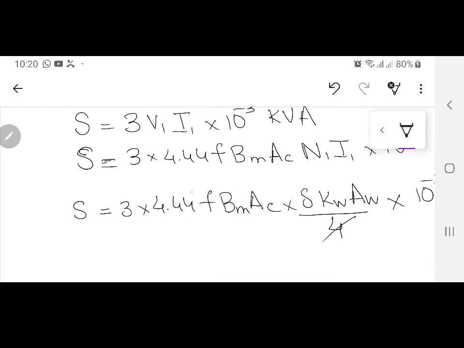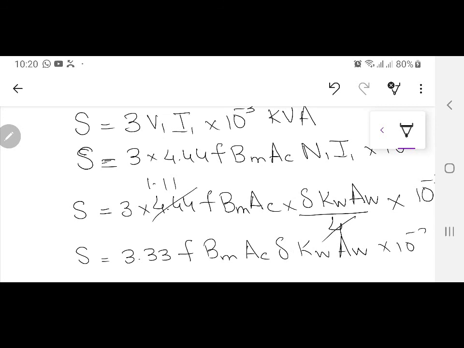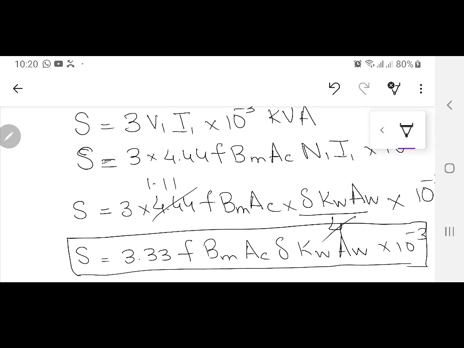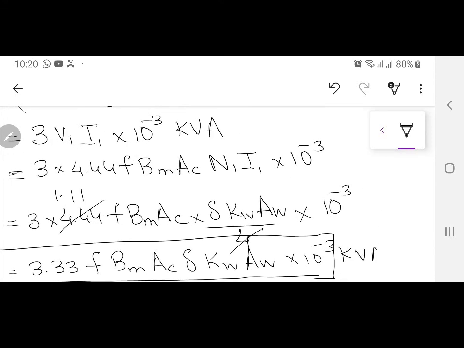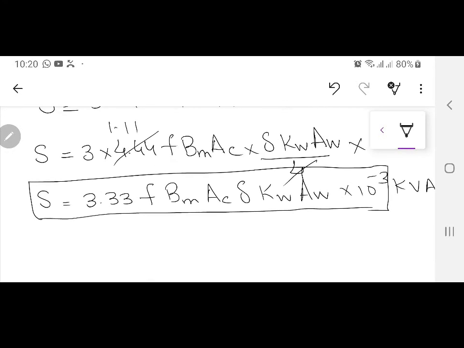So this 4 and 4 versus 1.11, and this equation now becomes 3.33 F BM AC delta KW AW into 10 raised to power minus 3 kVA. This is again units of kVA. This is your equation for the three-phase core type.